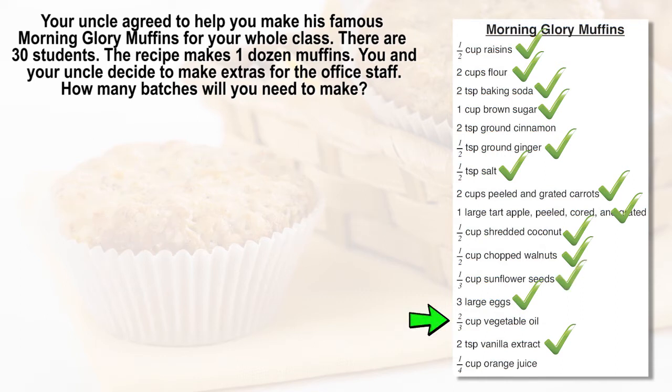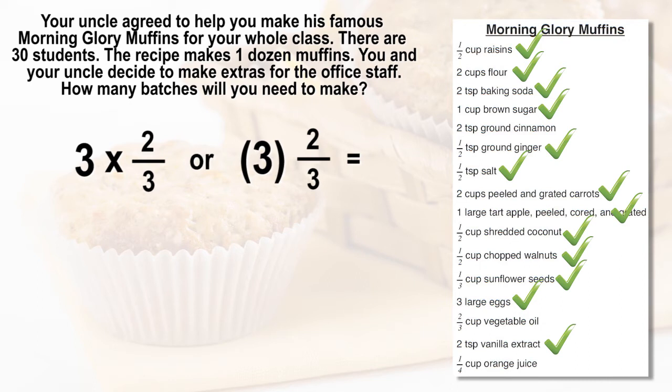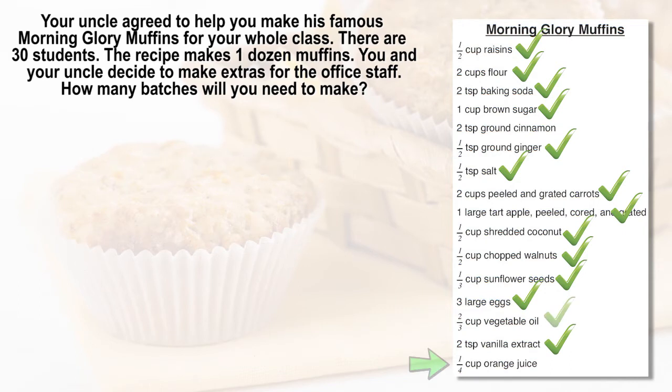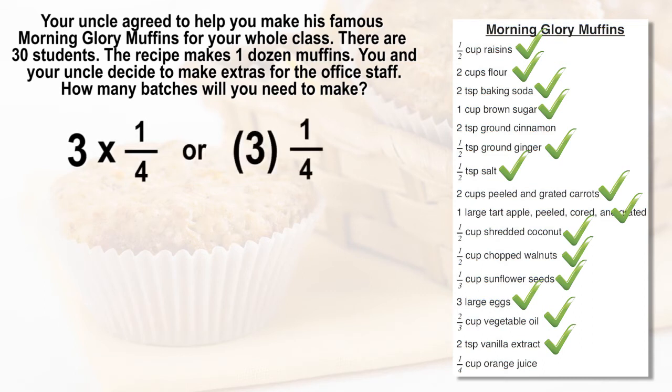Next, the recipe asks for 2/3 cup of vegetable oil. 3 multiplied by 2/3 is the same as 3 multiplied by 2, both of which are 1/3 in size. This means the product is 6 one-third-sized pieces, or 6/3 cups, which is equivalent to 2 whole cups. The final ingredient is 1/4 cup of orange juice. 3 multiplied by 1/4 is the same as 3 groups of the unit fraction 1/4, or 3/4. We need 3/4 of a cup of orange juice to make 3 batches of muffins.